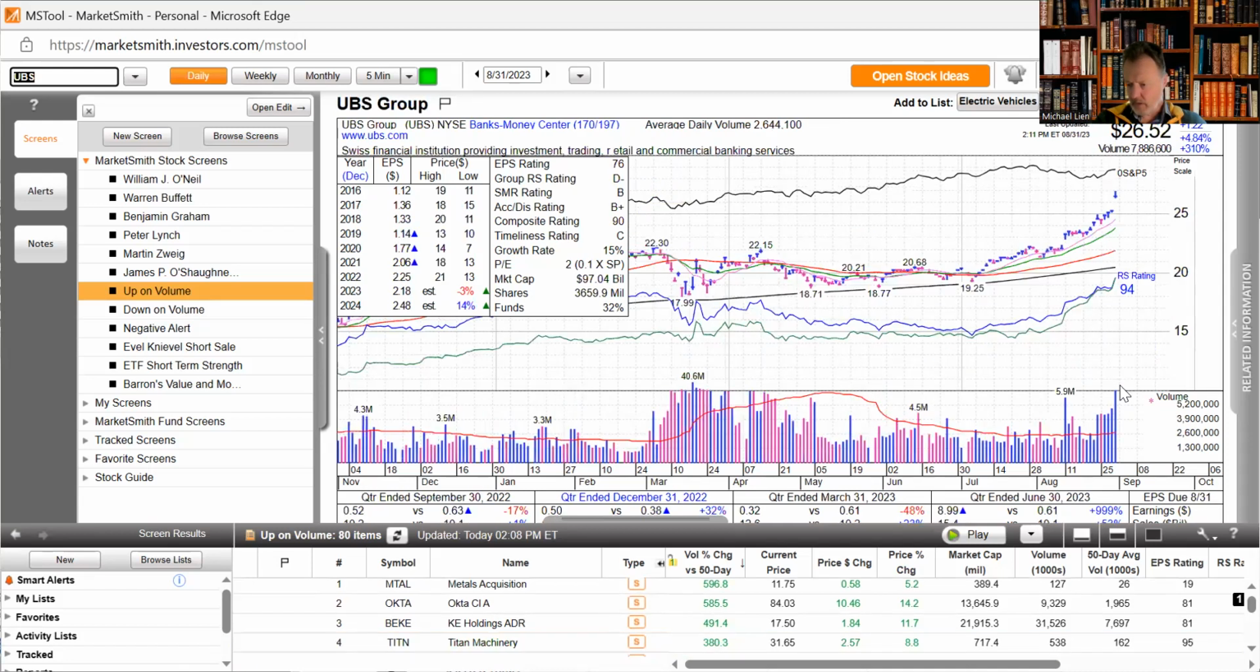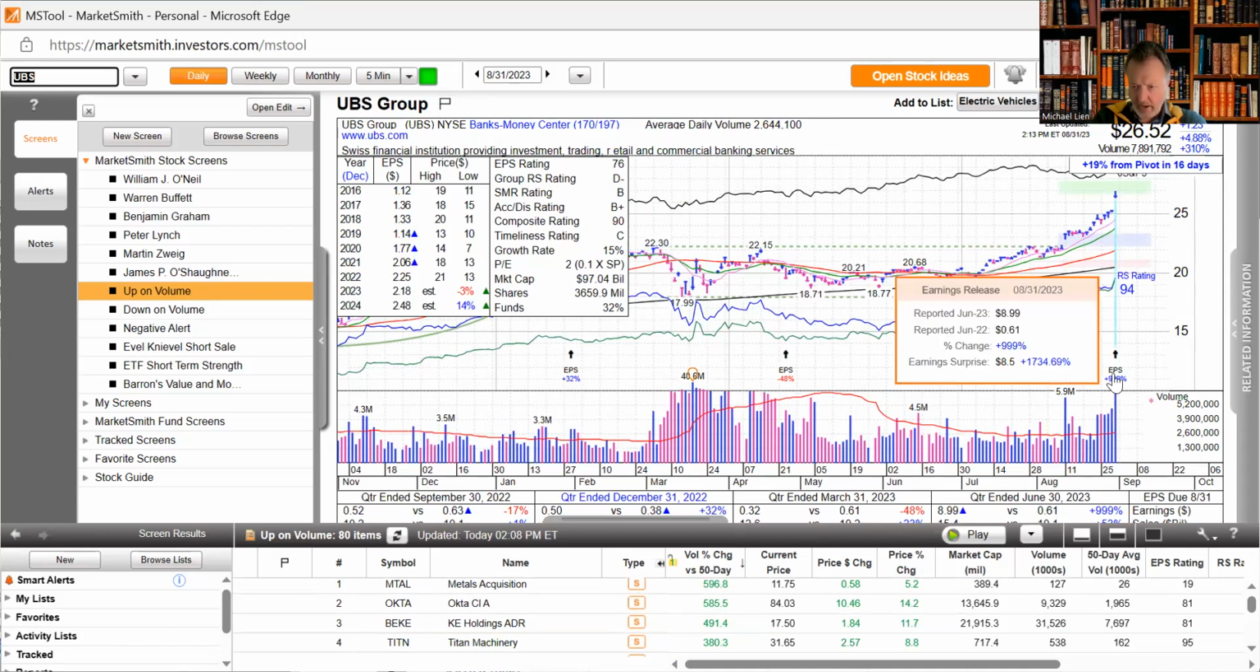UBS will cut 3,000 jobs in Switzerland in the coming year as it integrates with Credit Suisse, with further staff to go on their own accord. The bank CEO told the staff. So I guess this was good news according to shareholders, and earnings are up.